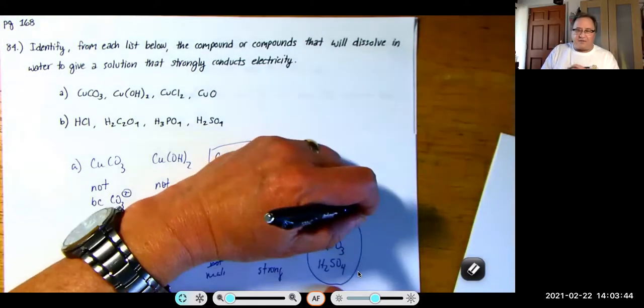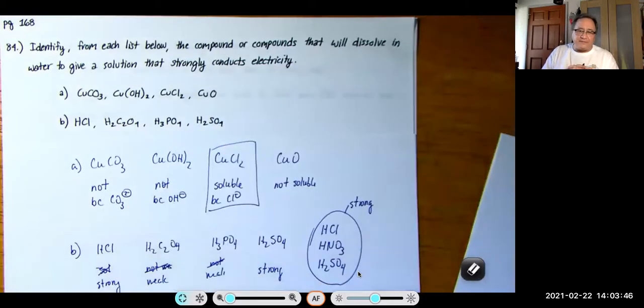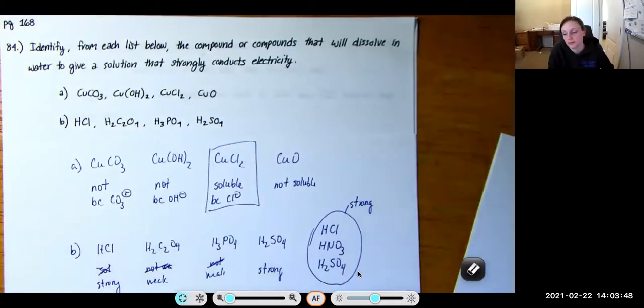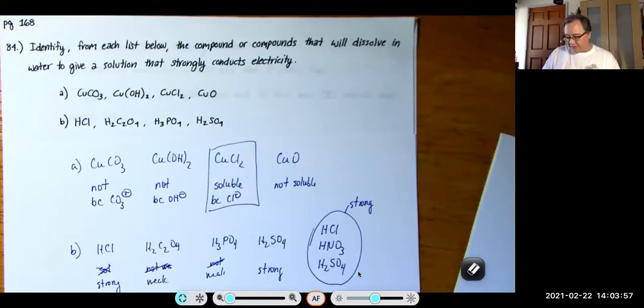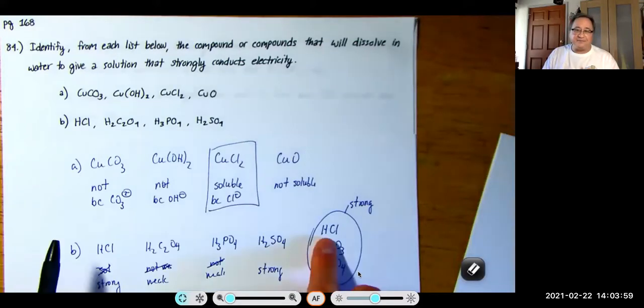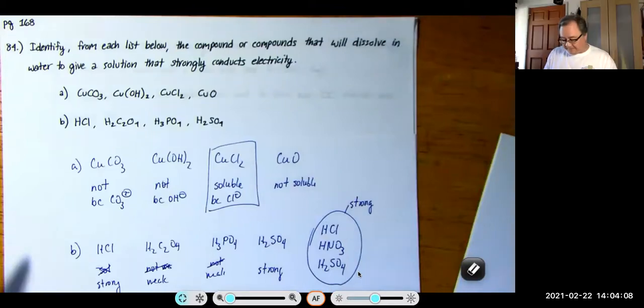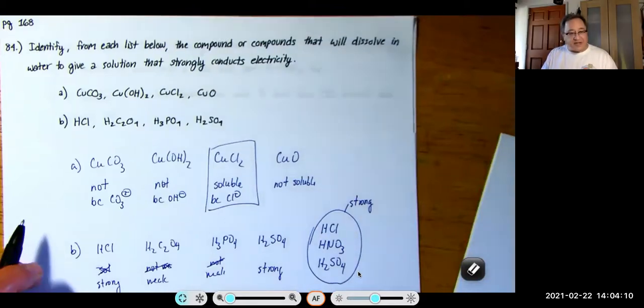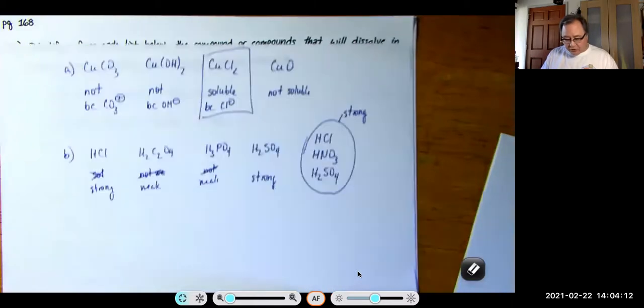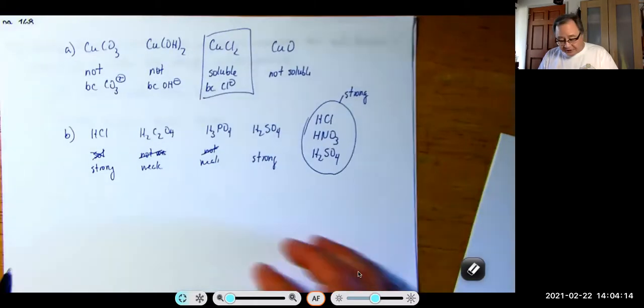What else do you have? Do you have perchlorate, perchloric acid, chloric acid? Hydrochloric, hydrobromic, hydroiodic. Yeah, but those are all like HCl, so they're pretty similar. However, HF is not. HF is actually weak. So which one of these would conduct electricity well?